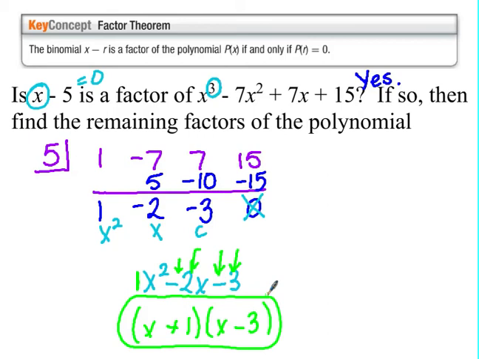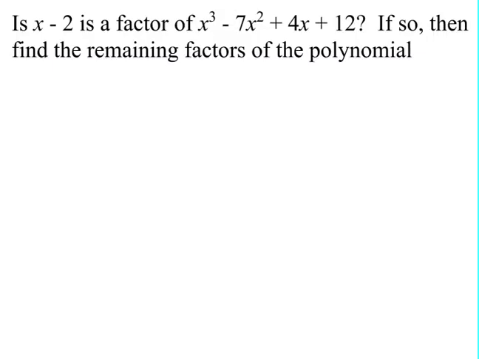Okay. We're going to look at another one of those. All right. Is x minus 2 a factor of x cubed minus 7x squared plus 4x plus 12? Now this is the thing. If it's not a factor, okay, you're done. You don't have to do any more. How do you know if it's not a factor? If it comes up to something other than 0? Yep. So what am I going to divide by?